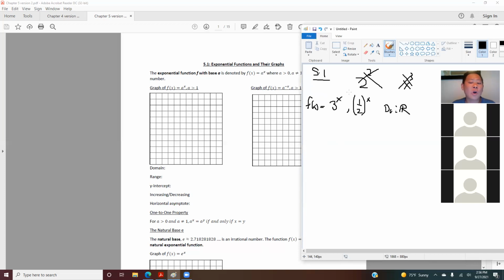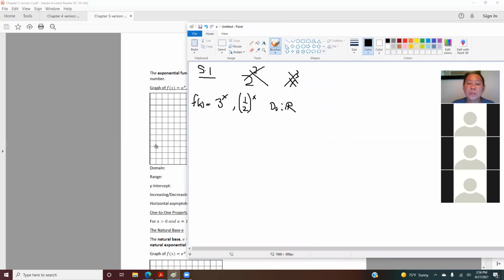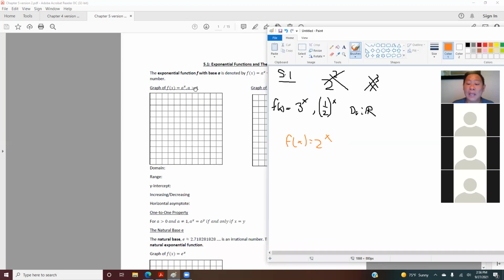So let's draw a graph. You need to know how to draw this graph. It's very important. So let's draw 2^x first. We draw the very basic one first. So 2^x, and then we talk about 3^x. This is when your a in this case is greater than 1. So the first graph that we draw here is for a greater than 1, so when it's 2, 3, 4.